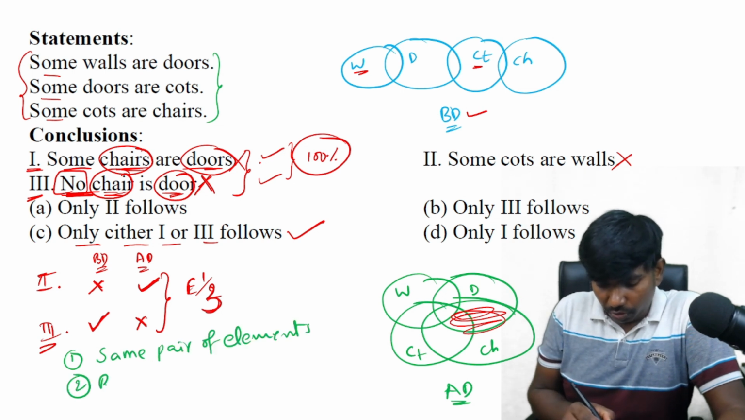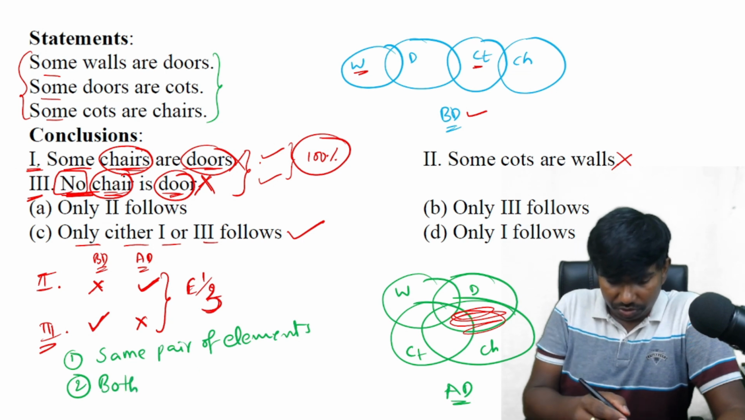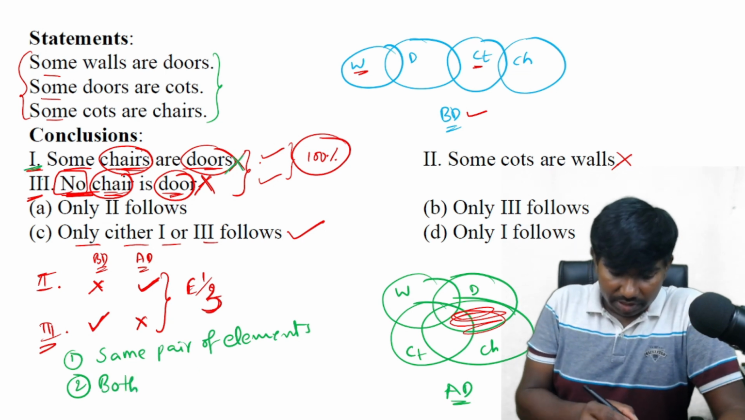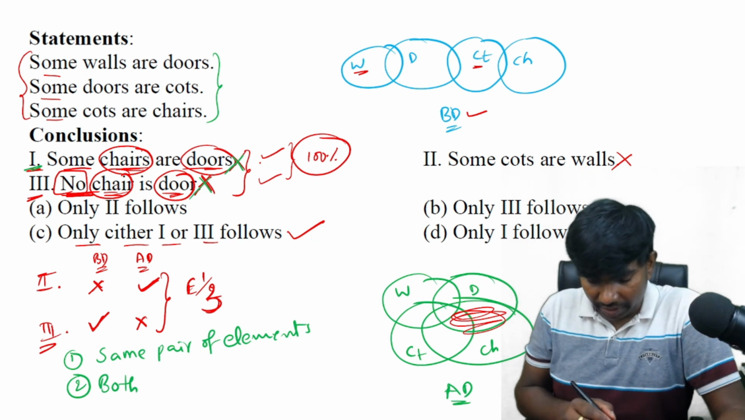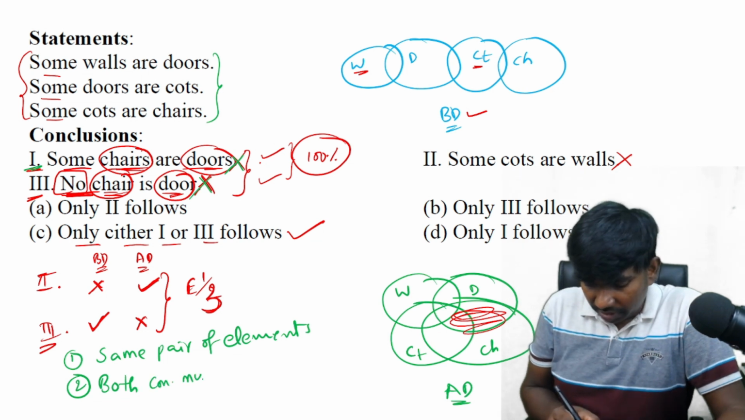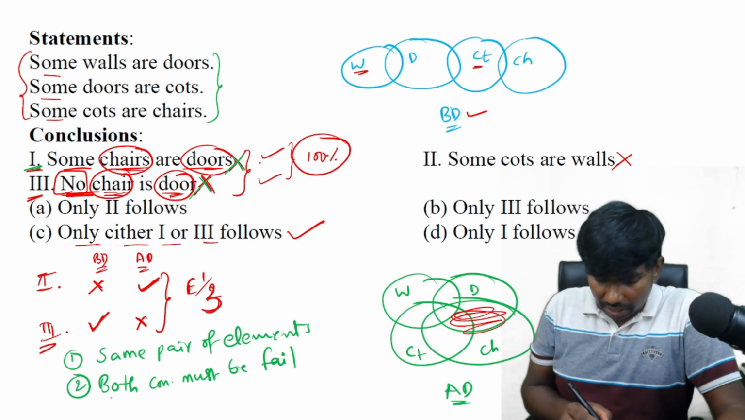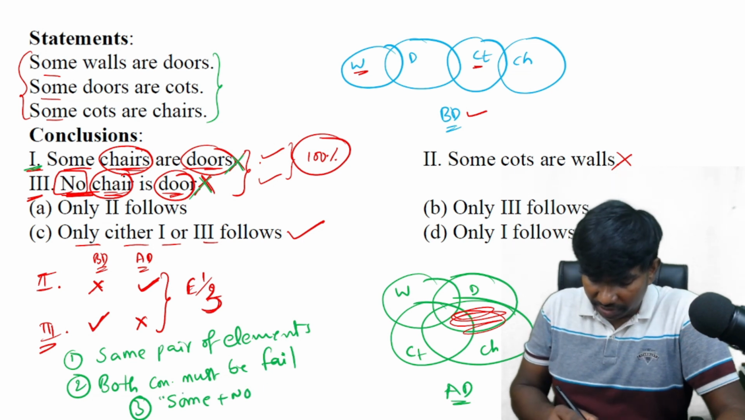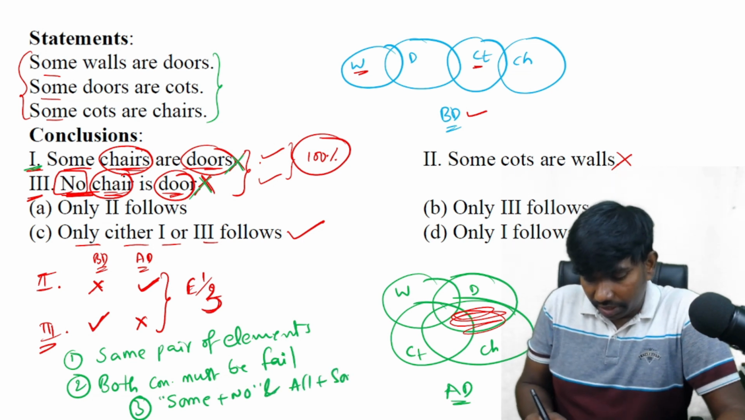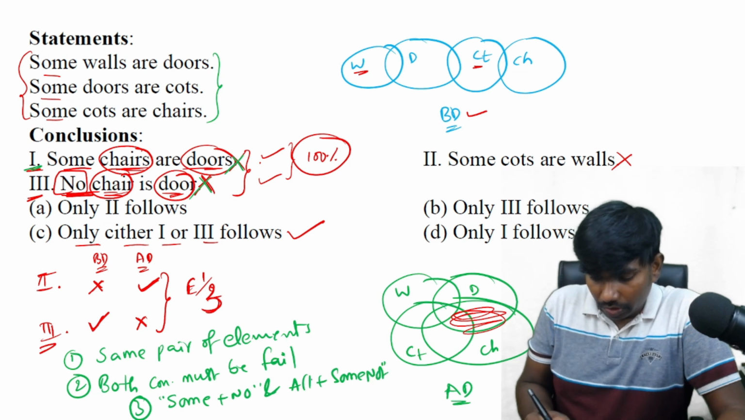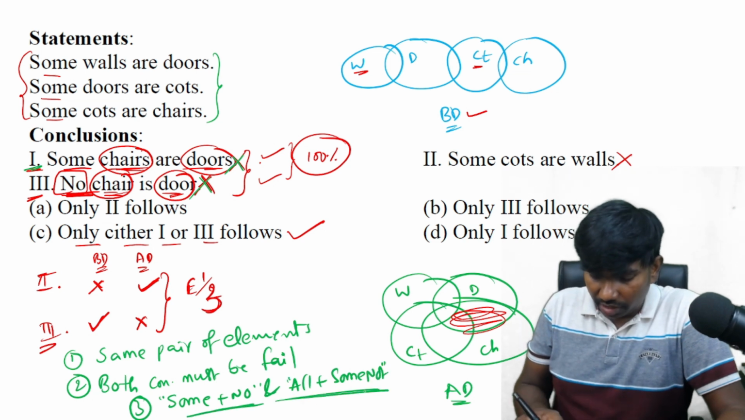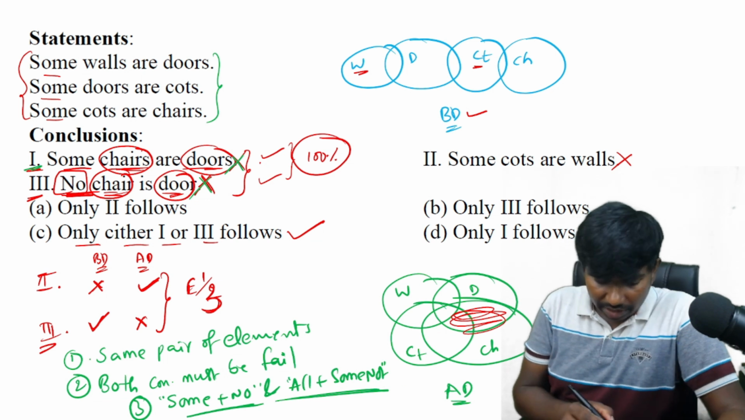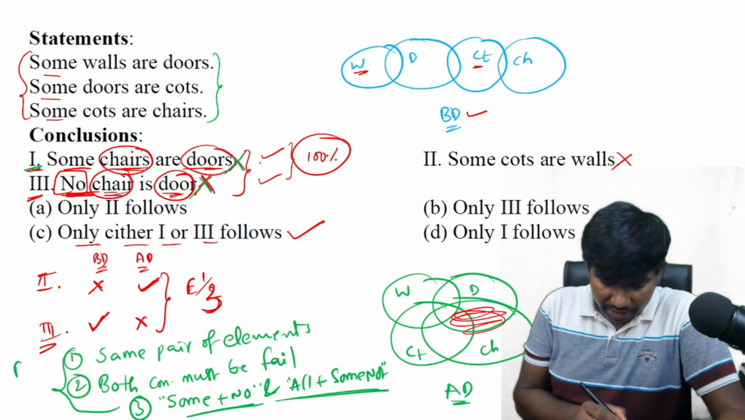Second, both conclusions must fail. So see here, the first conclusion itself fails, the second conclusion itself fails. Individually they fail. Both conclusions must fail separately. And the third point is, either some plus no must be there, or all plus some not must be there. If these 3 points are satisfied, then we can declare these 2 conclusions are either-or.